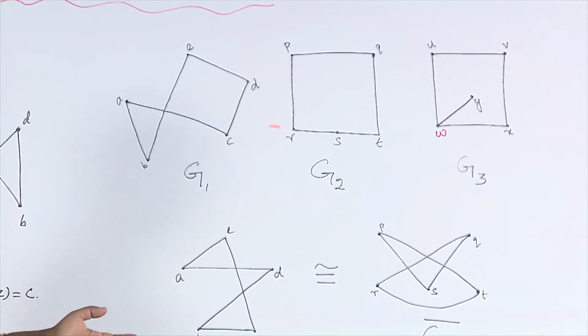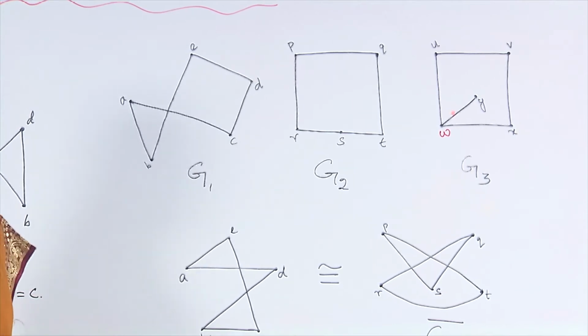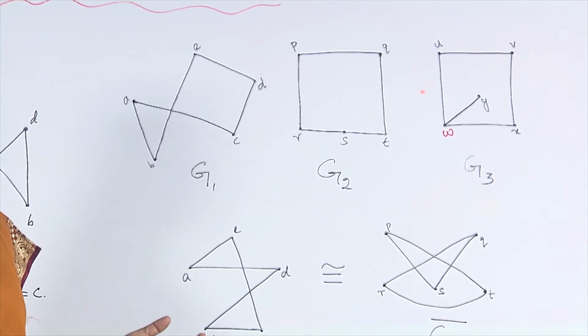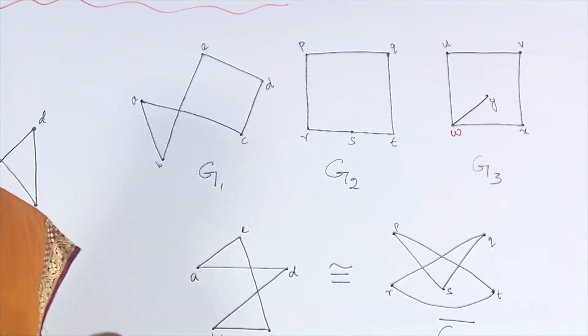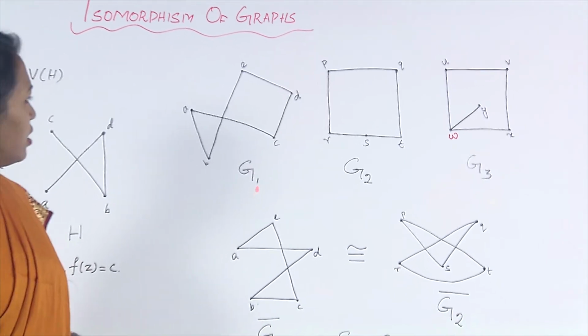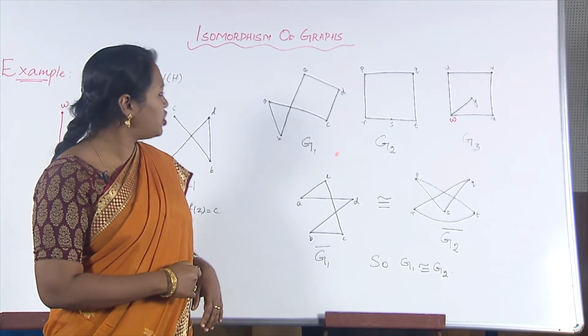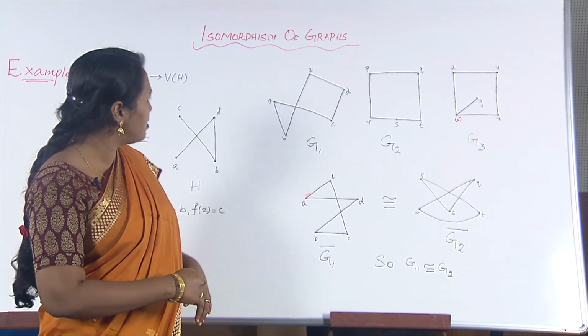They are not identical to each other. Still, let us try and see whether a certain mapping can be given. One of the ways of determining whether two graphs are isomorphic is to check for the complement of the graph. Now G1 complement can be drawn in this manner.